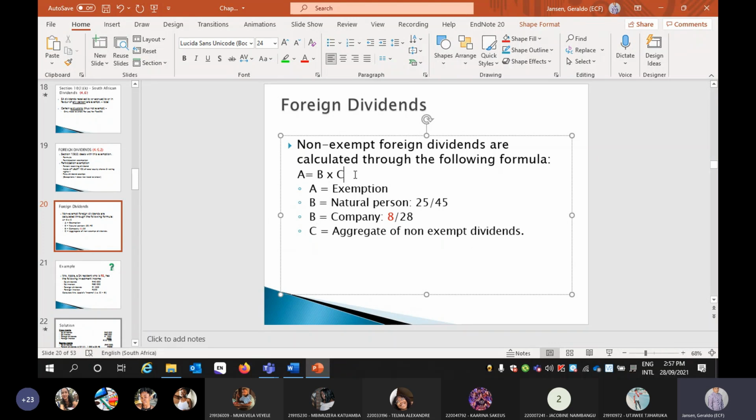So guys, basically, for that person who only holds 9%, we would have said 25 divided by 45, multiplied by, did I say it was a 100,000 dividend? So this amount here, 25/45, that is 55,555. So A, the exemption, will be this 55,555. Now guys, where do they get this 25 and 45?